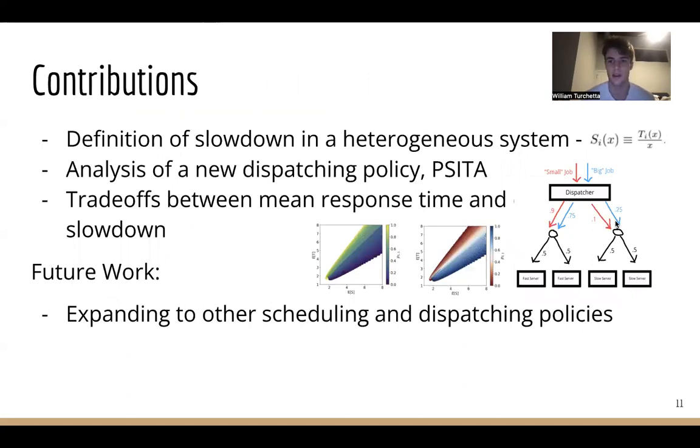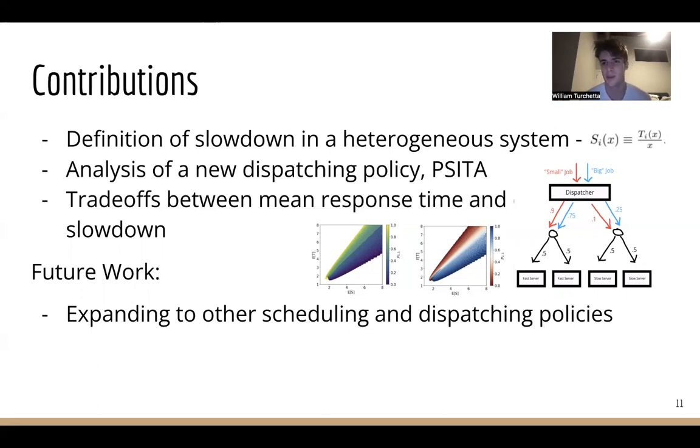Just wrapping up here, our contributions were defining slowdown in a heterogeneous system, the analysis of a new dispatching policy, p-SITA, an extension of SITA, and then looking at some trade-offs between mean response time and slowdown and the differences between the two. For future work, the first next step would be to continue under the same framework and do more numerical analysis with more server speed classes and more job size cutoffs. We did do a little bit of work in increasing the job size cutoffs and found that there wasn't much of an improvement to slowdown. But our mathematical analysis is generalized, so you could do it fairly easily.